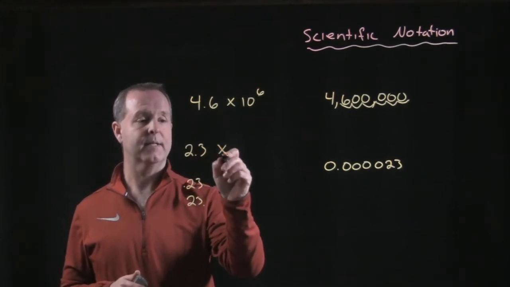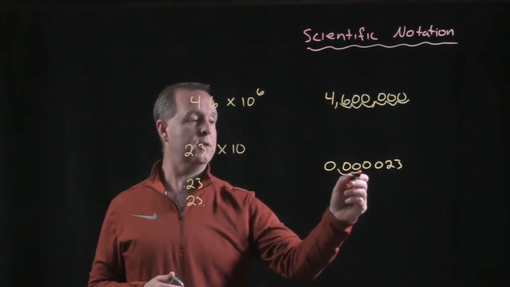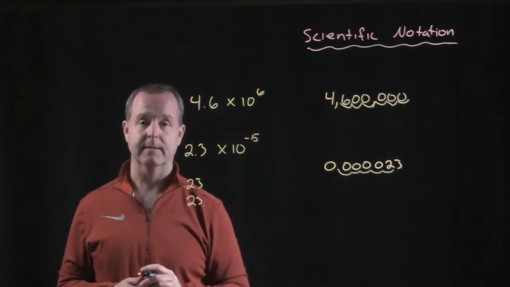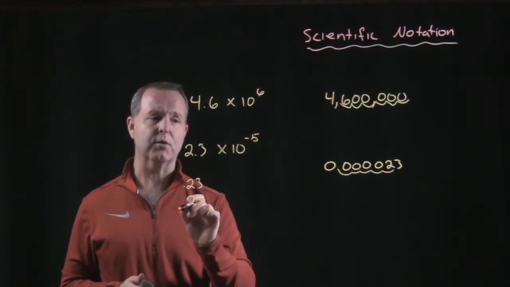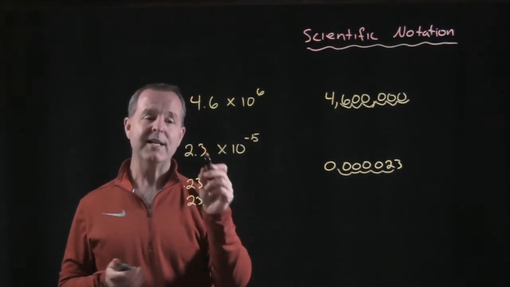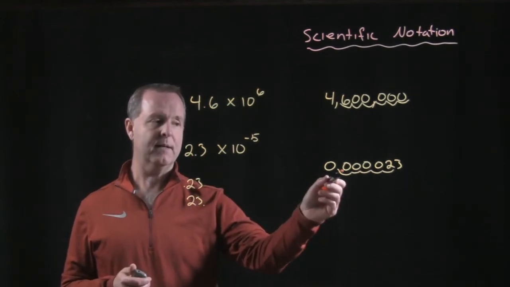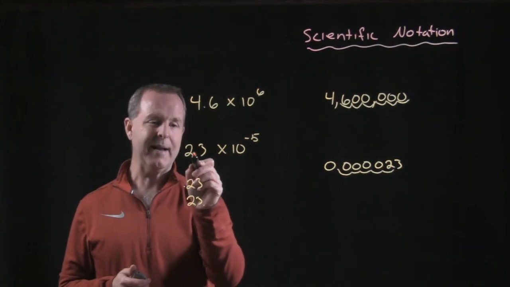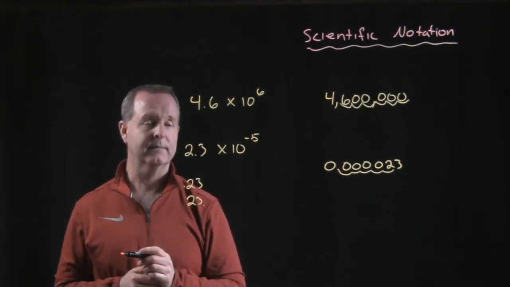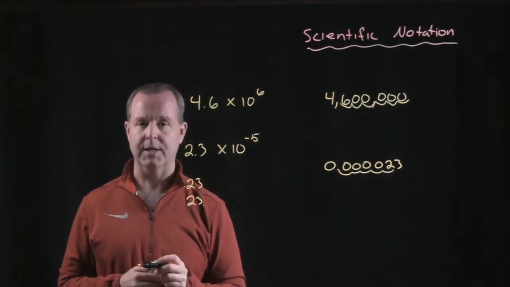So 2.3 times 10, let's count the decimal places it moved. It moved 1, 2, 3, 4, and 5. So it moved 5 places. Now the tricky part is trying to figure out, well, is this a -5 or is it a +5? The way I think about it is that 2.3 compared to this number is a lot smaller. So I need to make this number a lot smaller, and having the negative exponent will do that. So 2.3 times 10 to the -5th is the same thing as that decimal notation.